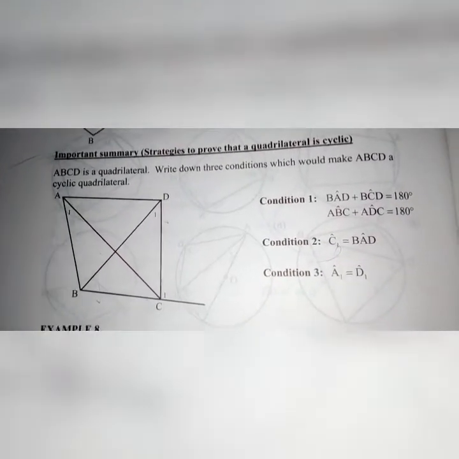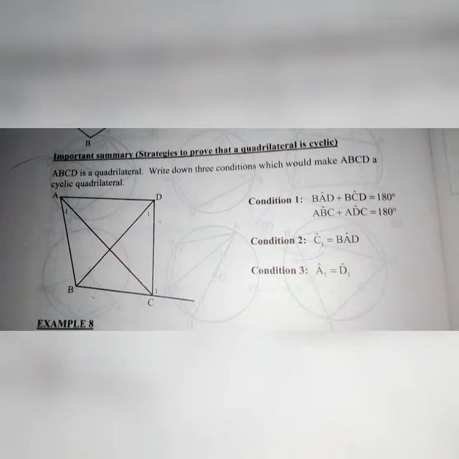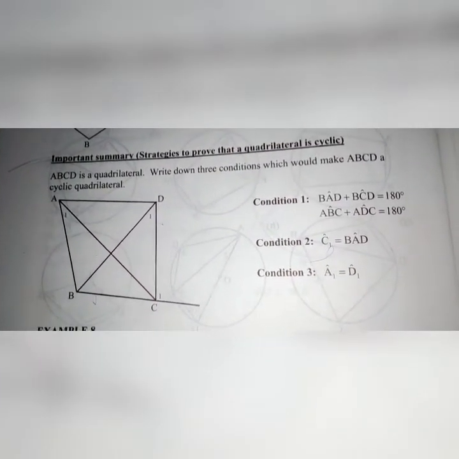So this is examinable. They will ask you in an exam to prove that a quad is cyclic. Now there are three conditions that make a quad cyclic. So if you're asked to prove that a quad is cyclic, you can only choose one of these conditions. You can't use all of them. So you can just see what you have, and then you can use one of these conditions.